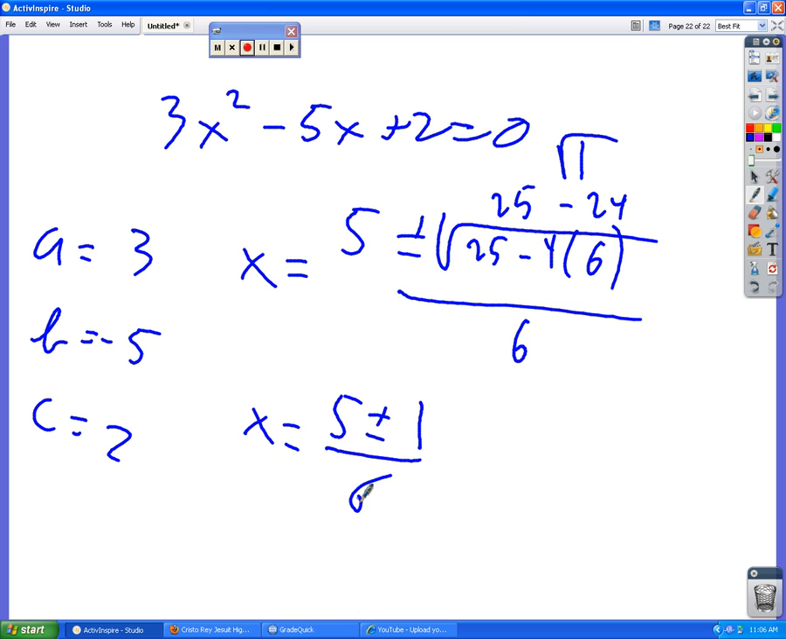So I'm not done, because I think those are all numbers. I can do this. What does this tell me to do? 5 plus 1 is 6, divided by 6. I get an answer of 1. Then it's 5 minus 1, 4 divided by 6. That's 2/3. And there's my answer.